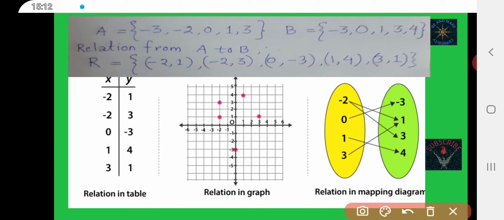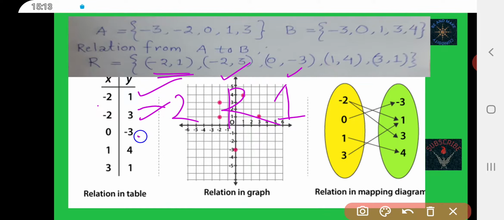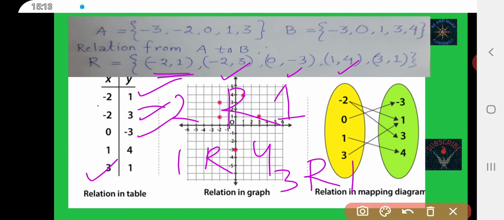So you see here, in this relation, -2 is related to 1, so (-2, 1). Here (-2, 3). Here (0, -3). Here (1, 4), 1 is related to 4, and (3, 1), 3 is related to 1. Okay, like this. This is the relation in a table.